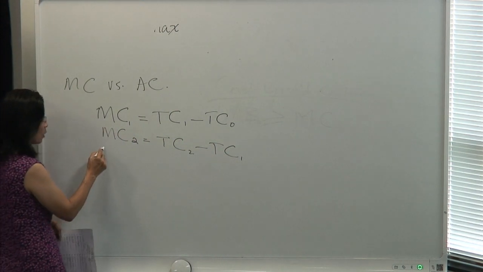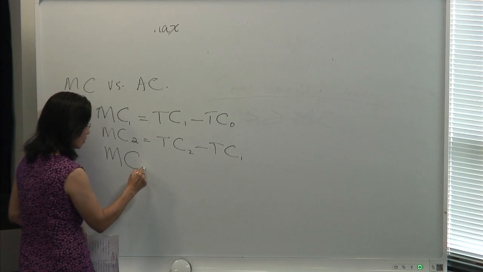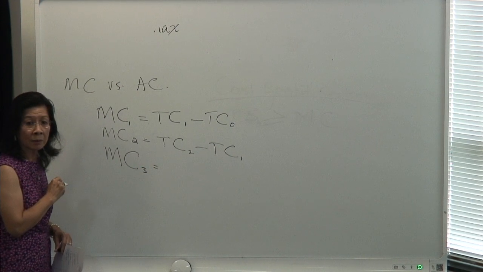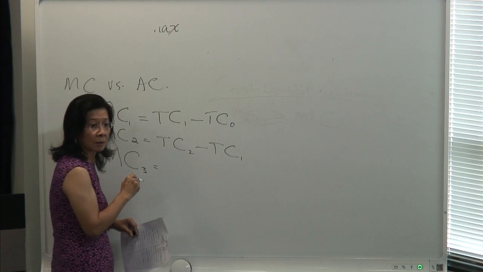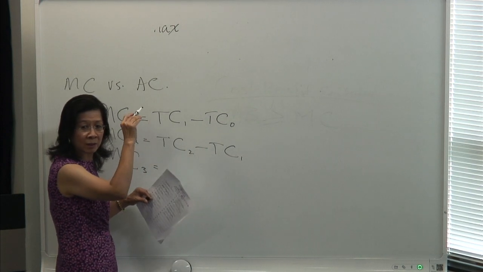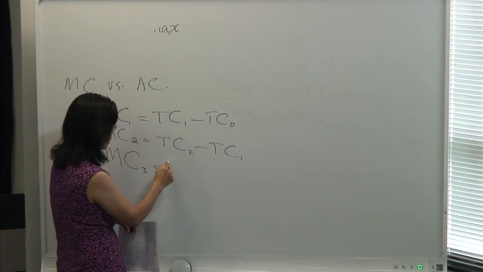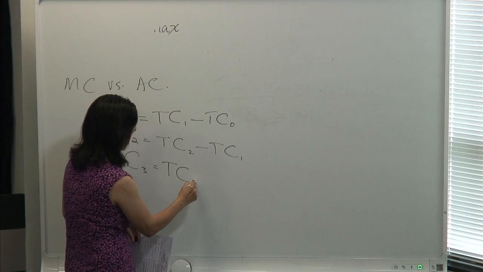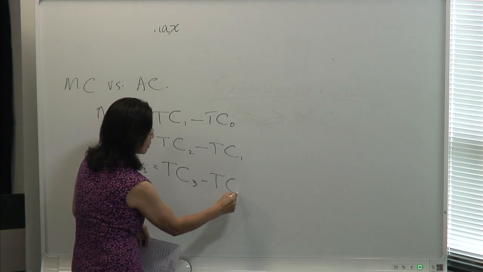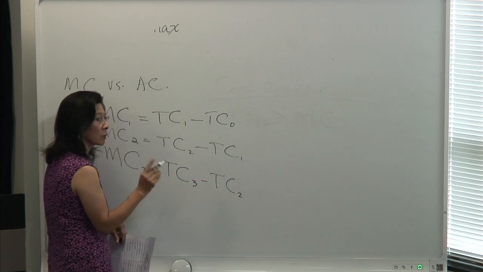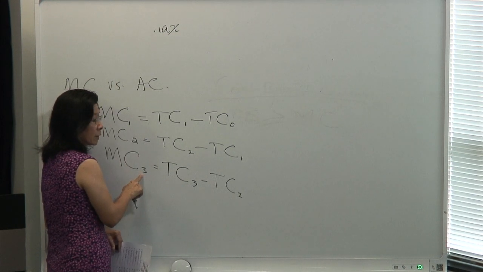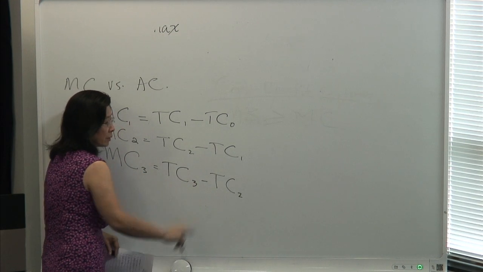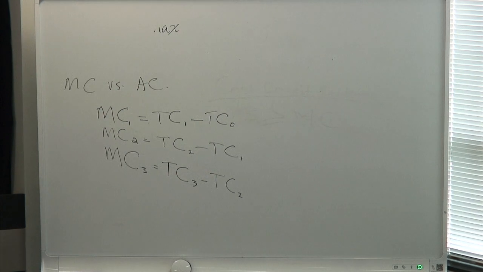Now, somebody help me with the third one. The marginal cost of the third unit will be? Anybody? If you want to do it, raise your hand. Okay, Henry, go ahead. Total cost of the third unit minus total cost of the second. Not quite. This is the third, but this is 3 units and 2 units. Not the second and the third, because it is the total cost of all 3 units.